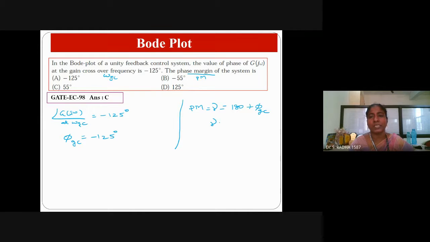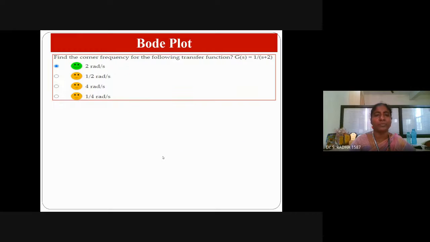So gamma, the phase margin, is 180 plus minus 125. So we are getting positive 55 degrees. Answer is in option C. This was given in the GATE 98 ECE paper, possibly a 1 mark question, direct substitution and simplification. And now I'm going to the next problem.